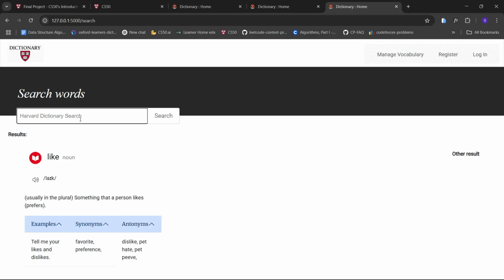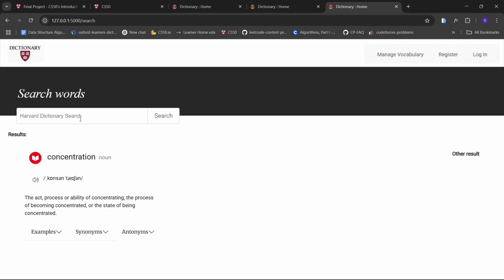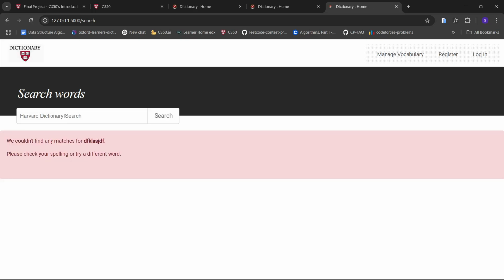So if I write another word, for example, "concentration," it provides detailed information about this word and also examples of this word. If I misspell or write something which is not an English word, what kind of outcome can it give us? For example, I'm writing some random things. Okay, that is not a word, so it's showing me an error message.